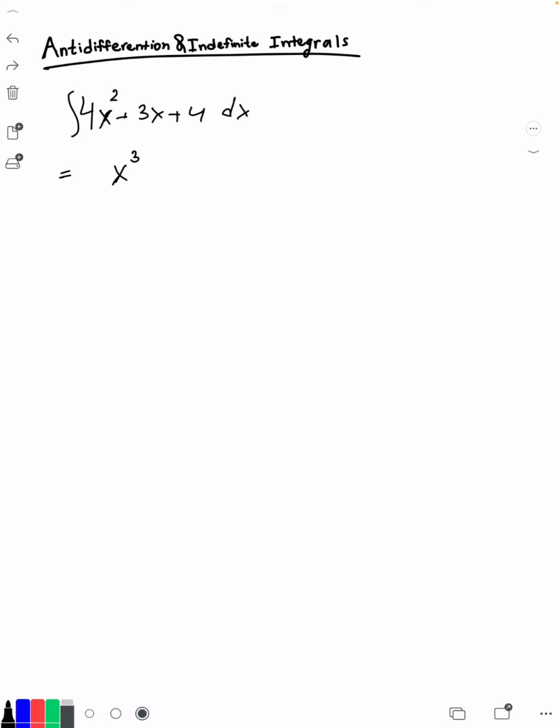Let's write down 3. And now we need to multiply something by 3 in order to get 4. So an easy way to remember is taking the number that we had before, 4, over the new power, so 3. Now 3x becomes, we have x, so it's x to the power of 1, so it's going to be x squared. And now we take the number that we had before, 3, and the new power, 2, so it's 3 over 2, plus 4, so it becomes 4 dx.